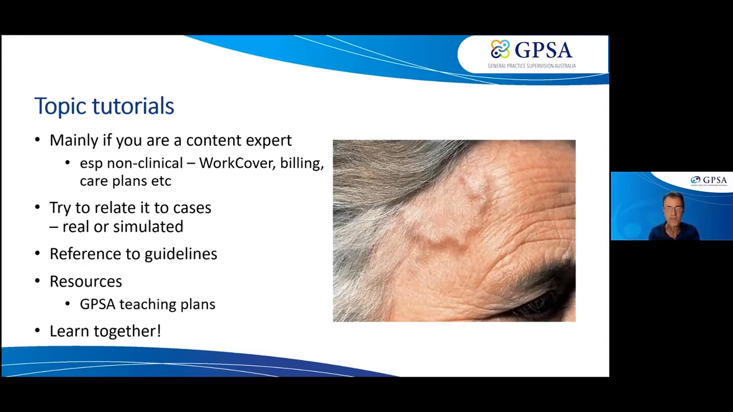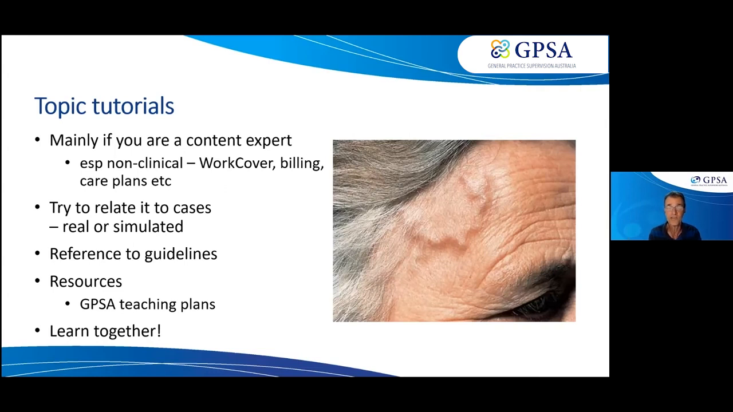Most of us as GPs are not really content experts on any particular topic. What we are experts at is at being GPs, and we're very expert at the context rather than the content of what presents. So if we're going to do a topic tutorial, it's really important to try and relate it to cases.